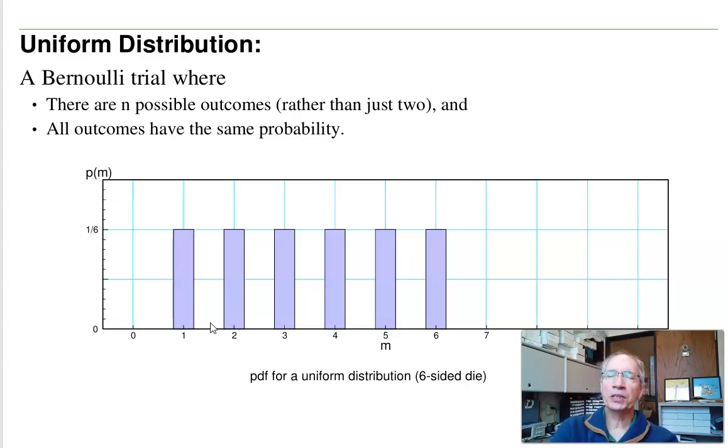Now, a uniform distribution is sort of like a Bernoulli trial, but for a Bernoulli trial there's only two possible outcomes, 1 and 0. For a uniform distribution, there are n possible outcomes. Each one has the same probability. Again, an example like a six-sided die, I can get the numbers 1 through 6. Each one has a probability of 1 in 6.